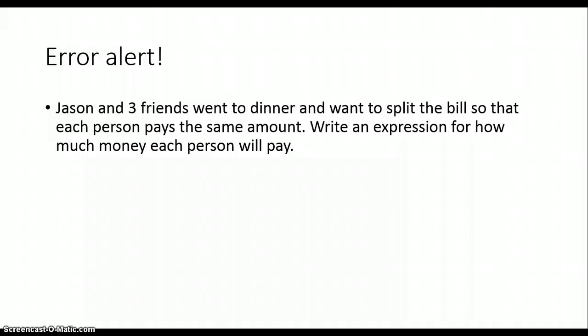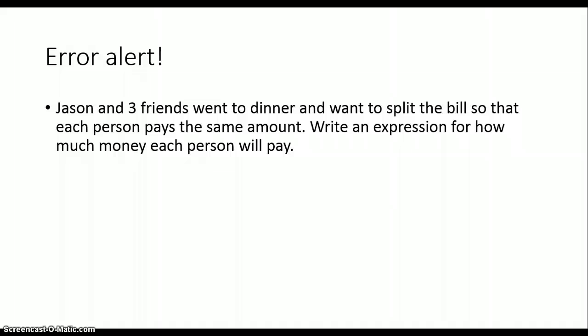Now here's an error alert. On the pretest, a lot of students who didn't master this particular standard made a mistake on a problem similar to this. Jason and 3 friends went to dinner and want to split the bill so that each person pays the same amount. Let's write an expression for how much money each person will pay.